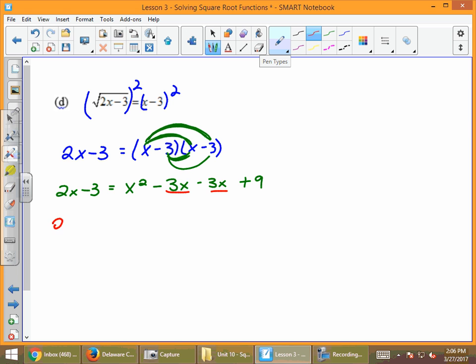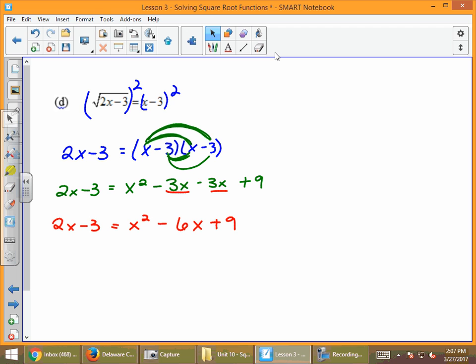Combine your like terms. Negative 3x minus 3x is negative 6x. Plus 9. Okay? Both times we FOIL. We have an x squared there. So what do you think? What method are we going to use to solve this guy when we have an x squared? Everyone's favorite thing to do. And what are we going to do?